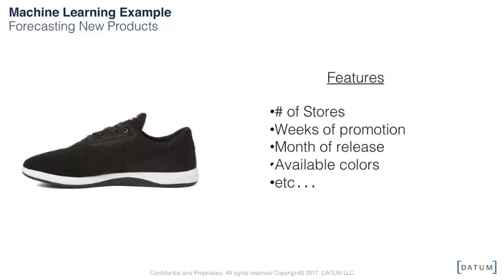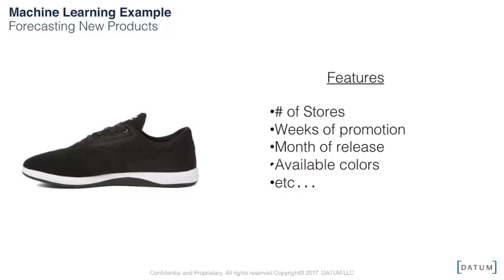So let's use a machine learning example to help this sink in. What if we were in the shoe business and we wanted to predict how much money our next shoe would make? One way to approach this is to look at other shoes that have common features to our new shoe and then analyze the historical data of the sales performance of those other shoes that have common features. So those common features might be things like the number of retail stores that carry those shoes, the number of weeks promoting the shoe prior to its release, the month of the release itself for seasonality, and so on.